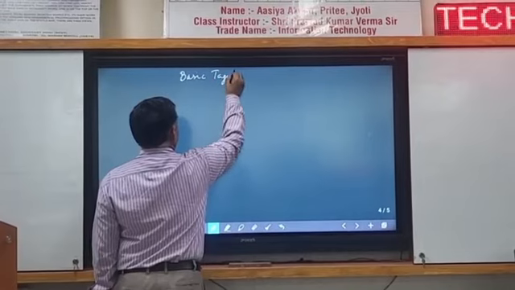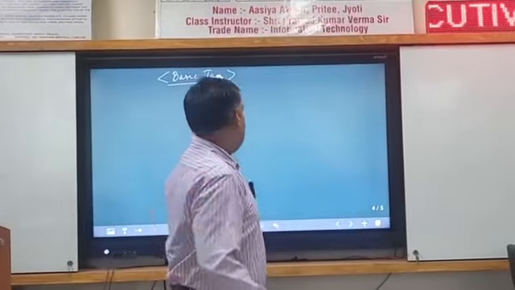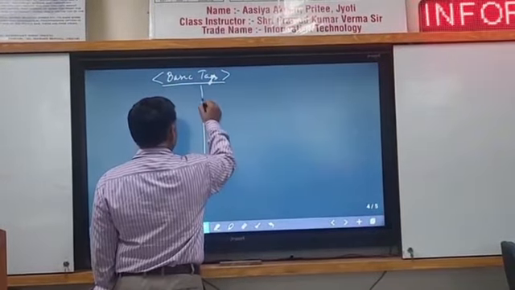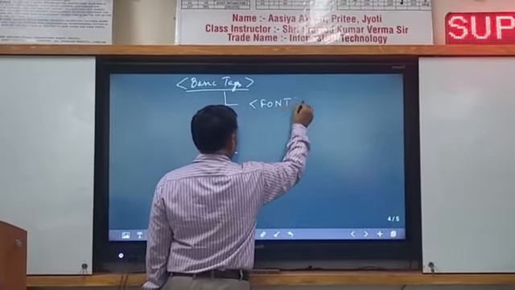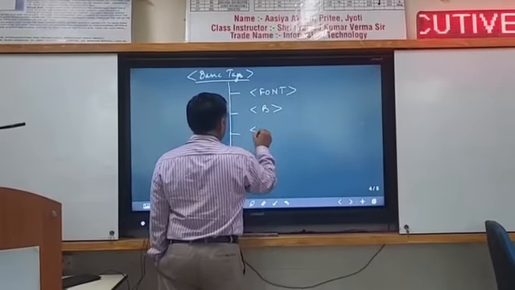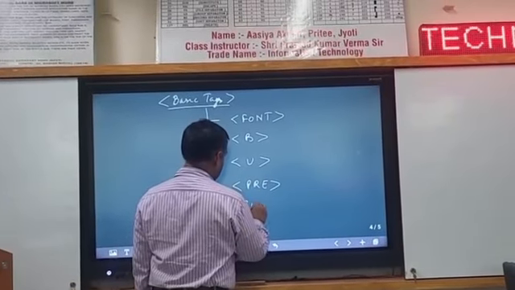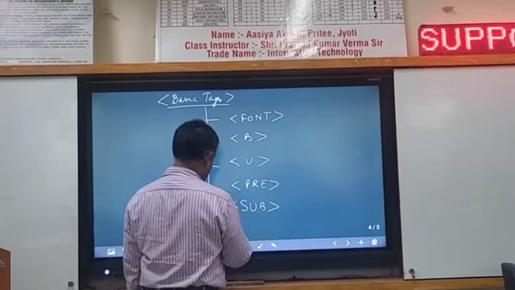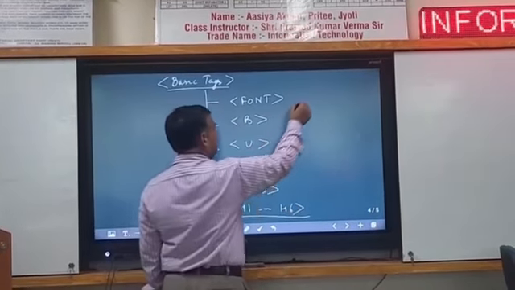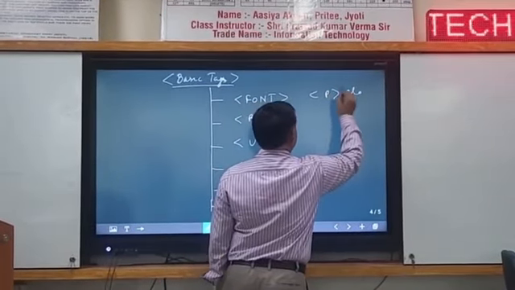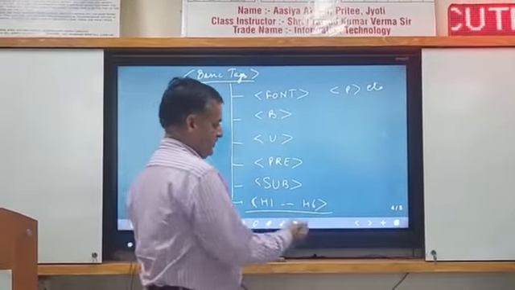Basic tags, we have already discussed what a tag is. So, the basic tags in HTML are font, bold, underline, pre tag, sub tag, H1, H2, H6 tags and p tag, etc. Basically, these are the tags which we often use for writing a simple web page.